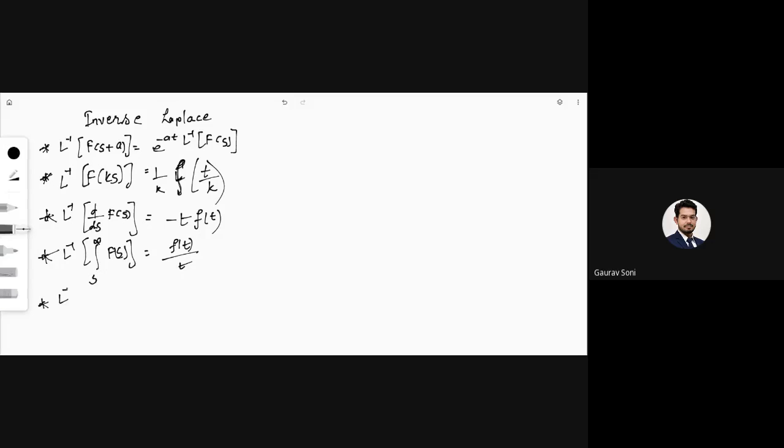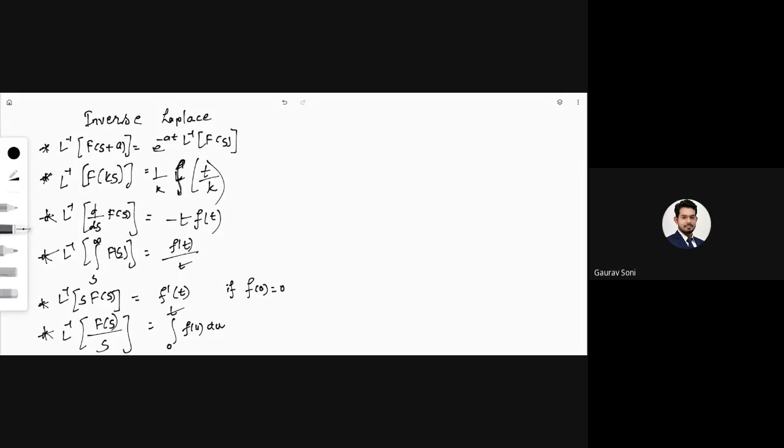Next one, Laplace inverse of s into capital F of s is equal to f dash of t if f of 0 is equal to 0. And the last one, Laplace inverse of capital F of s upon s. Since there is a division on the right hand side, you must have integration f of u du. Limit is from 0 to t.